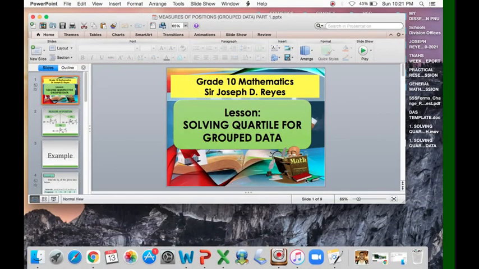So that's all about for solving quartile for group data. I hope you learned something from this lesson. So with that, thank you very much for your listening.